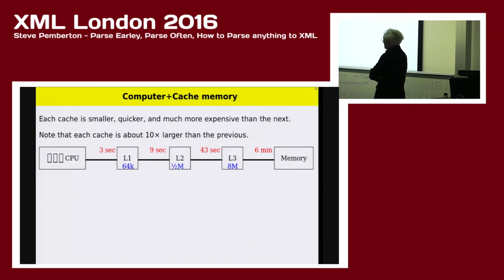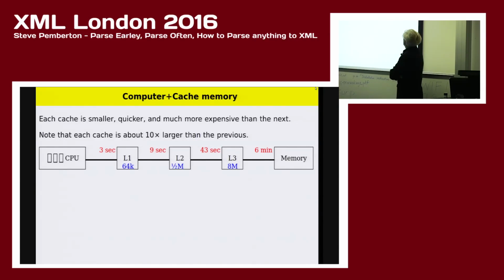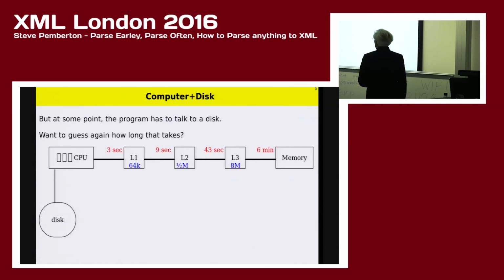You'll see that they get around 10 times bigger at each level. So each one is much slower, much bigger, and much cheaper than the previous one. So with any luck, your data is only 3 seconds away. But if it's not in level 1, then you'll try level 2, and so on. In fact, that happens in parallel. And in the worst case, you go off to memory to get it, and then it'll be put in one of the caches.